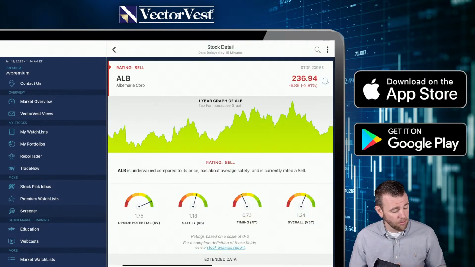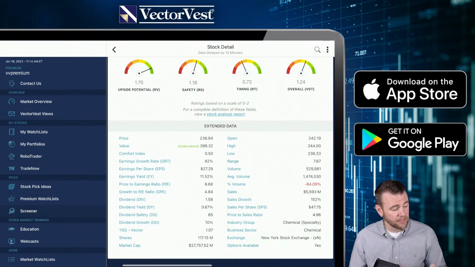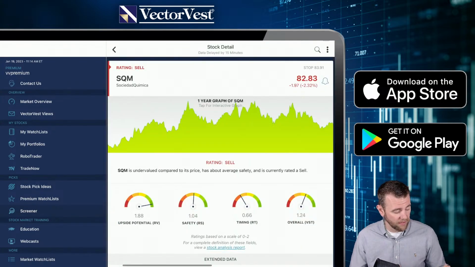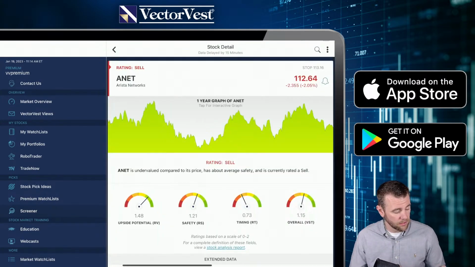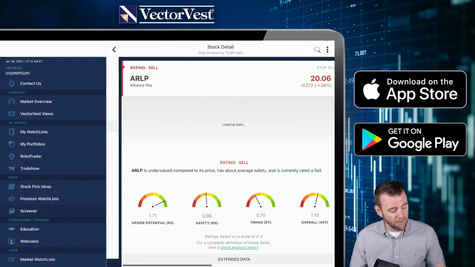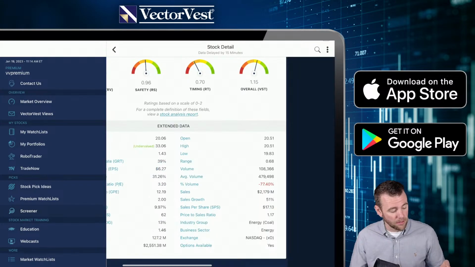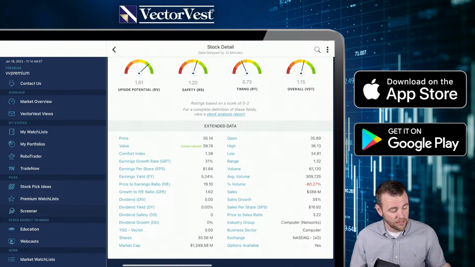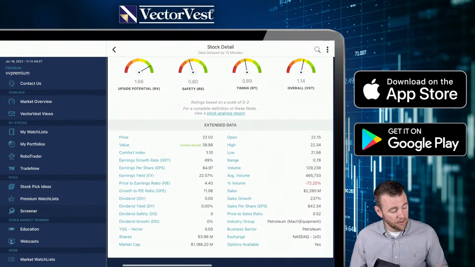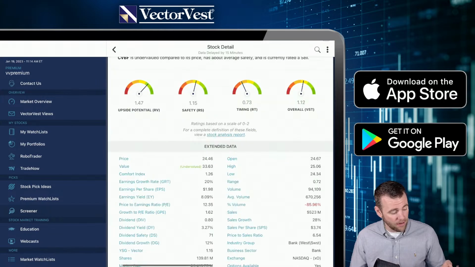So if we keep going through, another stock that's undervalued here. Let's see if we can find some overvalued ones. It's going to be maybe kind of difficult since the market's been so beaten up. A lot of these stocks have had a hard time here.